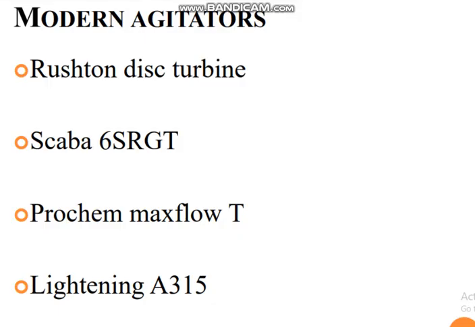These are the examples of some modern agitators which are used in the fermenters: Rushton Disk Turbine, SCABA 6 SRGT, Prochem Maxflo T, Lightnin A315.